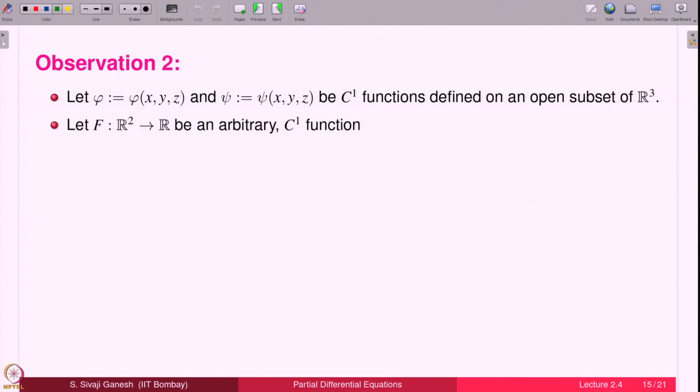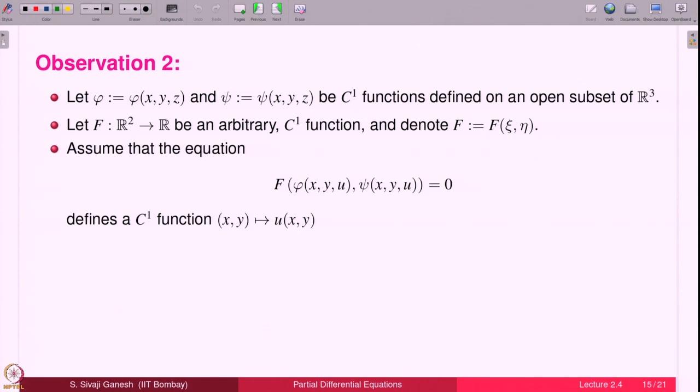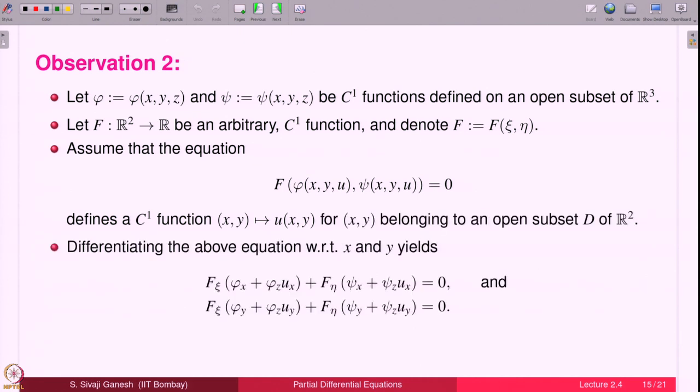So, let f from R2 to R be an arbitrary C1 function, and we denote it by f of xi, eta. Assume that this equation defines a C1 function, that was part of the assumption. Now, differentiate this equation with respect to x and y. If you differentiate with respect to x, x is present in both of them. Therefore, differentiate f with respect to xi at this point (phi, psi), which are the arguments I have not written.